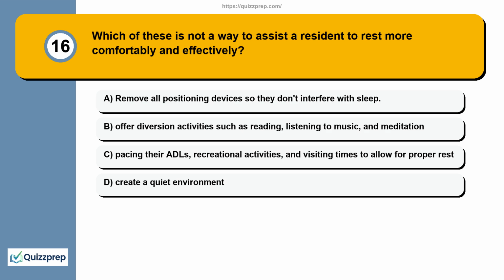Question 16. Which of these is not a way to assist a resident to rest more comfortably and effectively? Remove all positioning devices so they don't interfere with sleep. Offer diversion activities such as reading, listening to music, and meditation. Pacing their ADLs, recreational activities, and visiting times to allow for proper rest. Create a quiet environment.